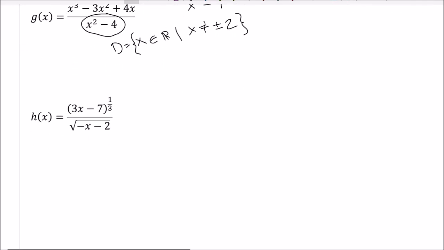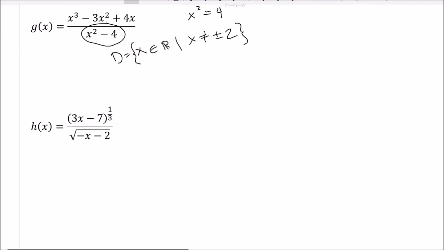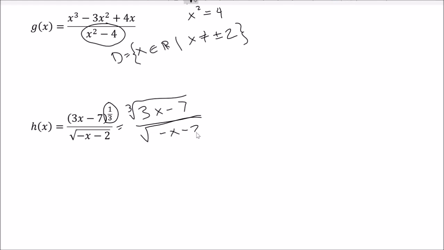Okay, let's try another one. In this question, the first thing we have to notice is that there's a 1/3 power right here, and we have to decide if that's dangerous or not. So in order to understand that, I'm actually going to rewrite the question as 3x minus 7 with a cube root, and a square root of negative x minus 2.